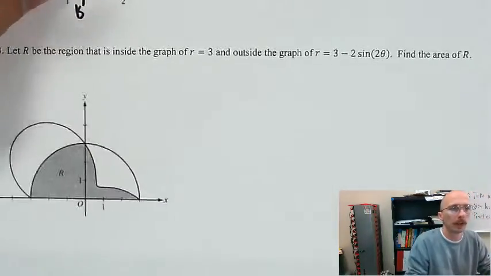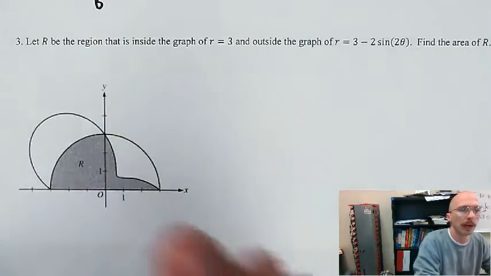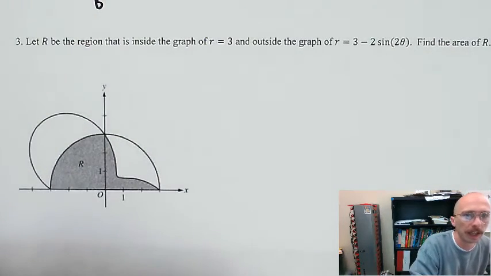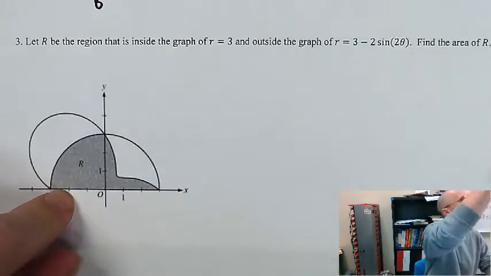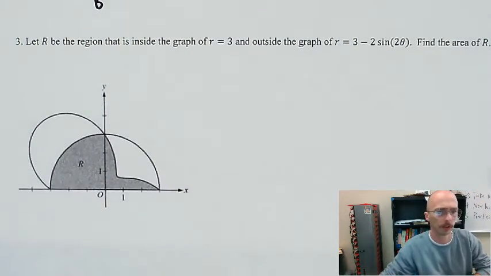Right. Let R be the region that's inside the graph of r equals 3 and outside the graph of what? Inside? Okay, so evidently this is not the shaded region. Hold on a second.